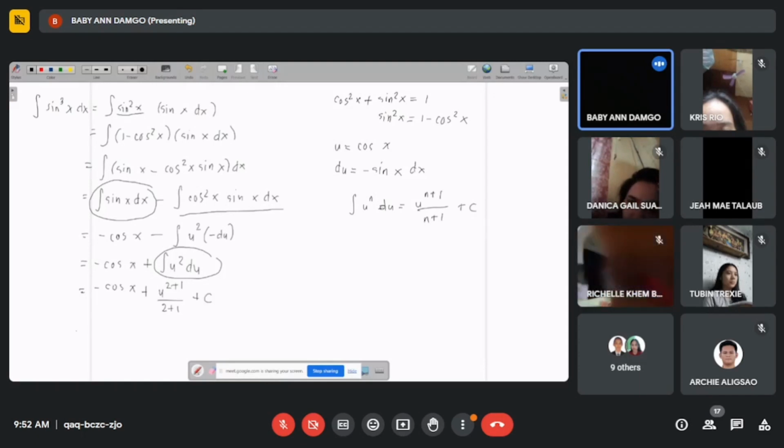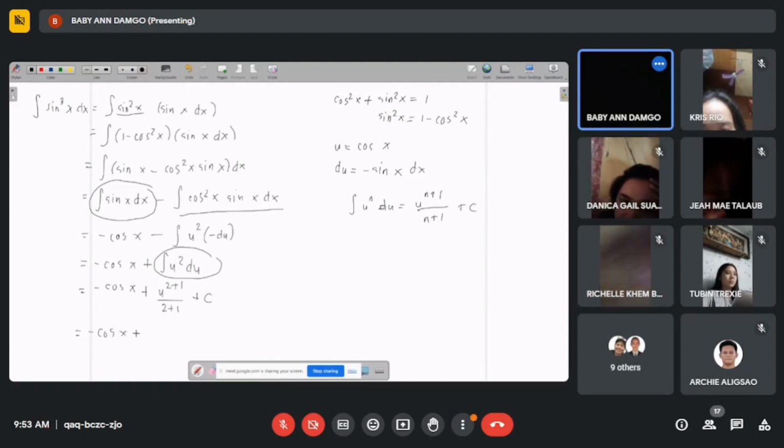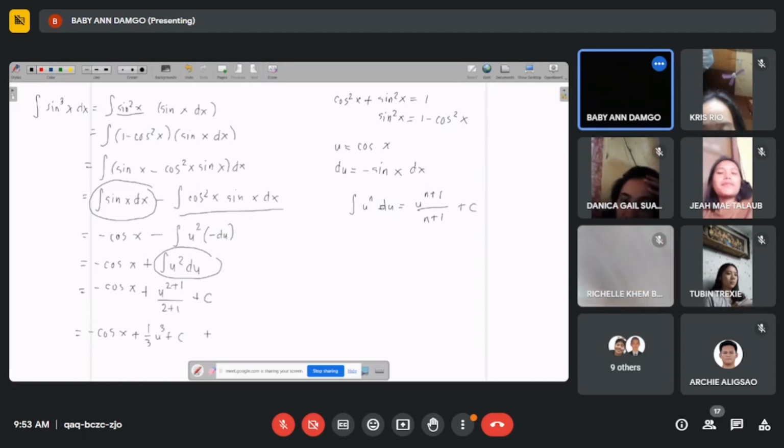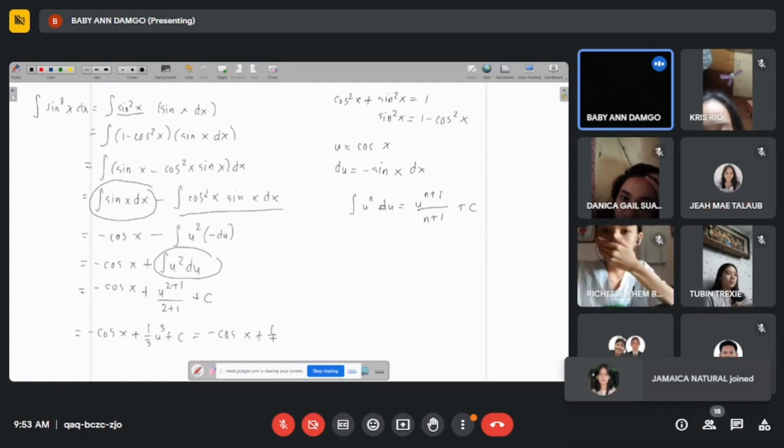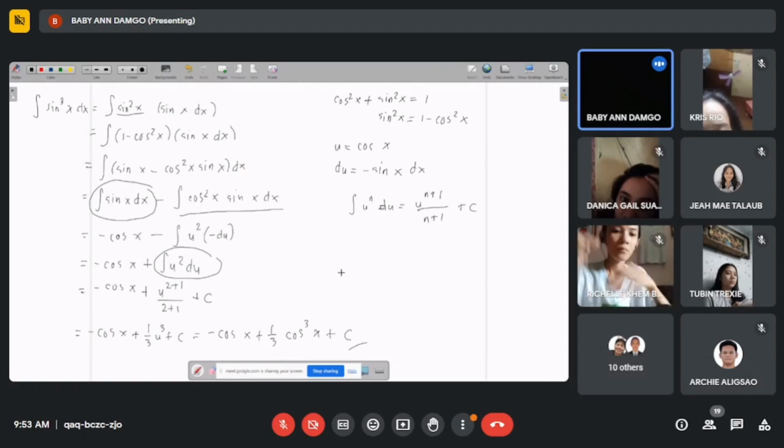Okay, so this is equal to negative cosine x plus 1/3 u cubed plus c, in which we substitute the value of our u, so we have negative cosine x plus 1/3, and then our u is cosine, so we have cosine cubed x plus c. And this is the final answer.